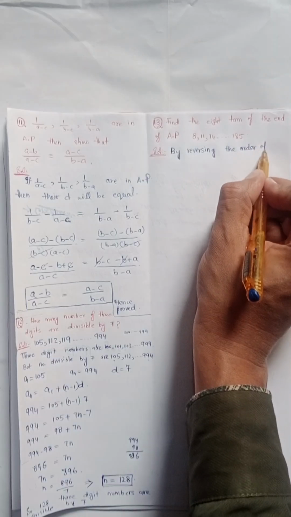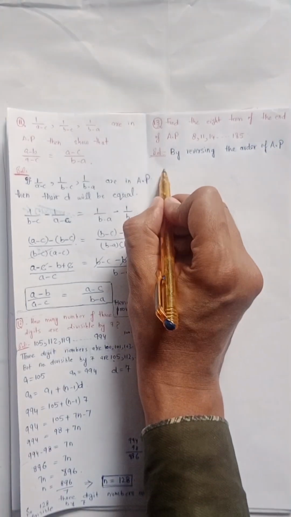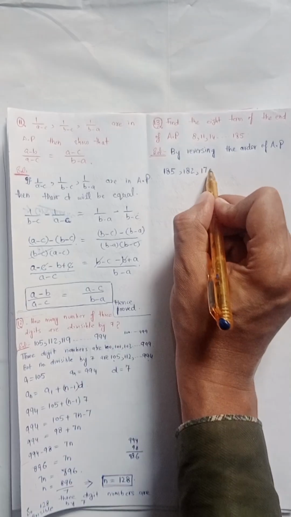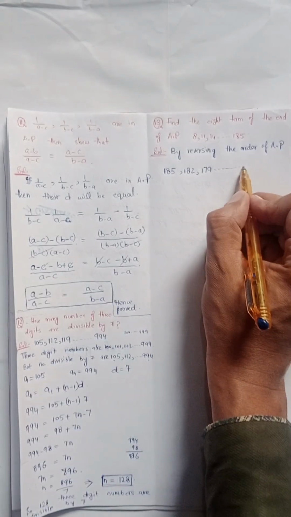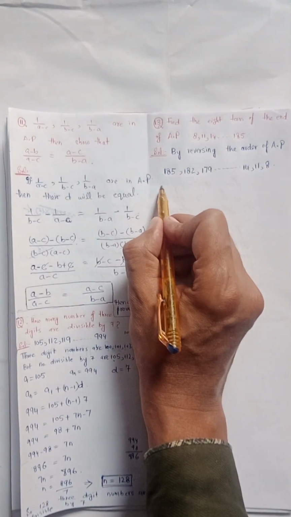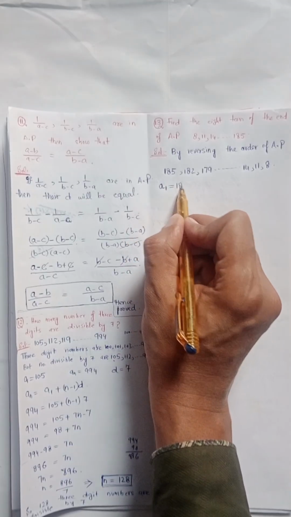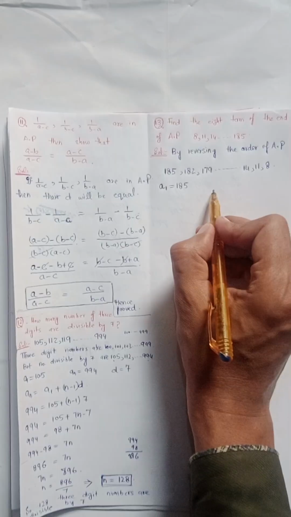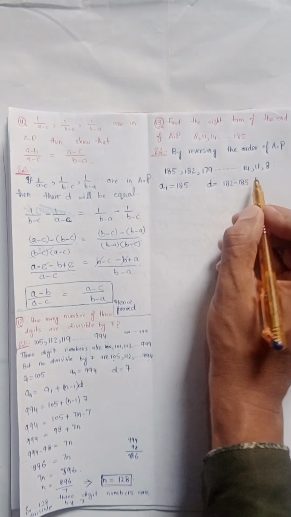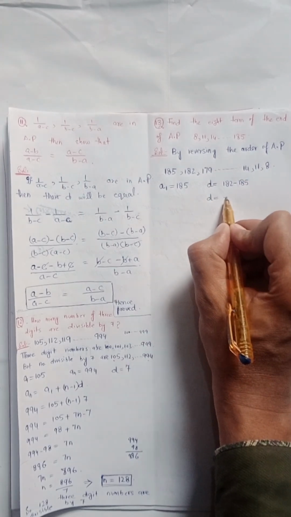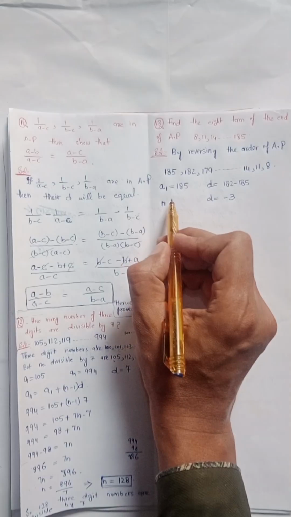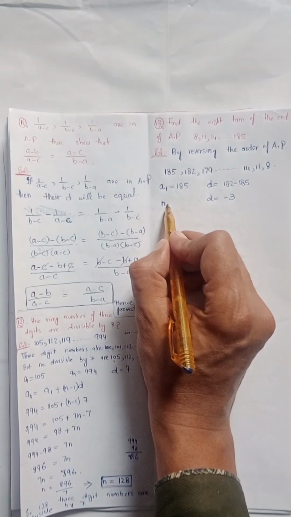Now we have to find the 8th term. This is our first term, second, third, and so on, and A8 can be written as A1 plus n minus 1 into D. So A8 equals A1 plus 7D, which is 185 plus 7 into minus 3, and 185 minus 21 means 164. The 8th term from the end is 164.